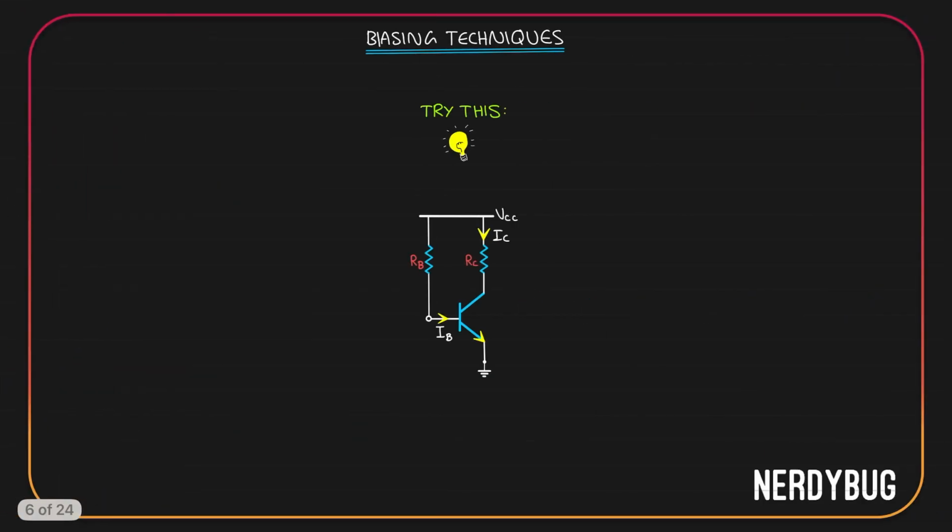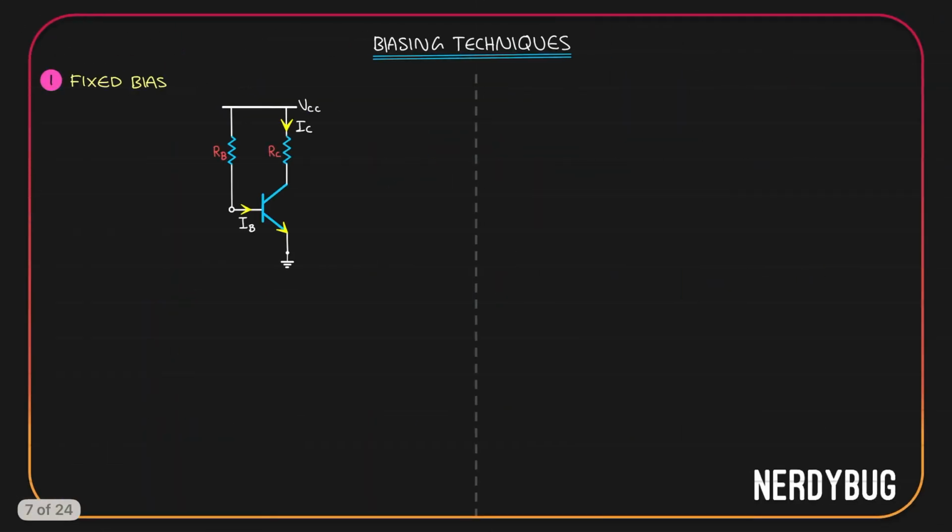So let us try this. Instead of taking positive potential from the VCC directly, I will take it through a resistor like this. Since we are connecting the resistor to the base, we will call it RB for the base resistor. By adding a resistor, we can make sure that the base emitter junction is not being shorted. Biasing a BJT this way is called fixed bias. Let us do the analysis and see how this works.